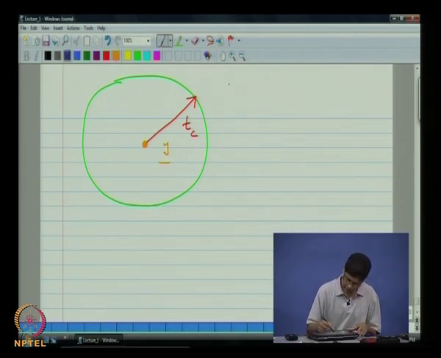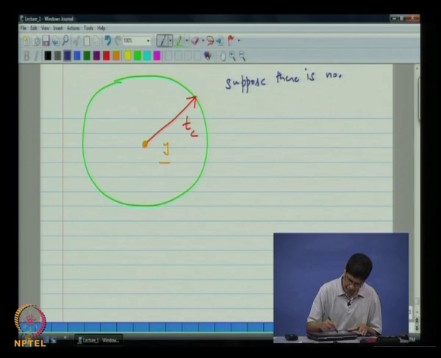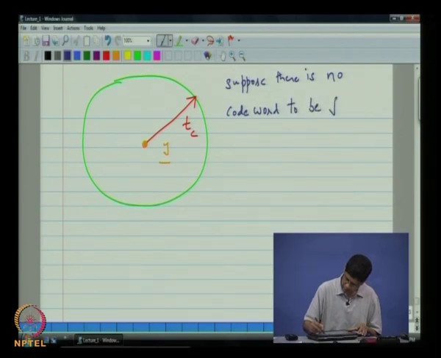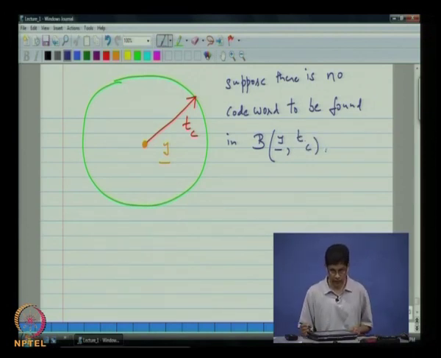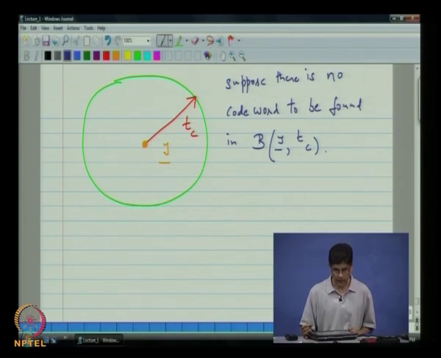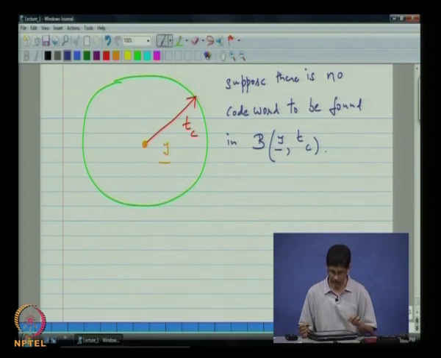Now, so let me put that down. Suppose there is no code word to be found in the ball centered at y whose radius is t sub c. And then the question is, what can go wrong? The only thing that can go wrong is, because now what you are going to do is you are going to actually declare an uncorrectable error.